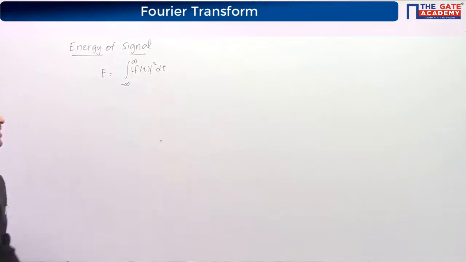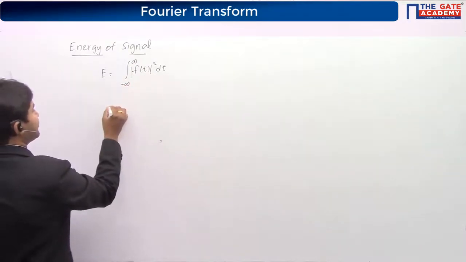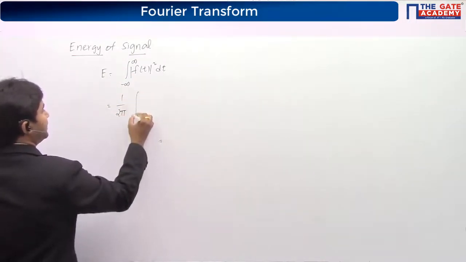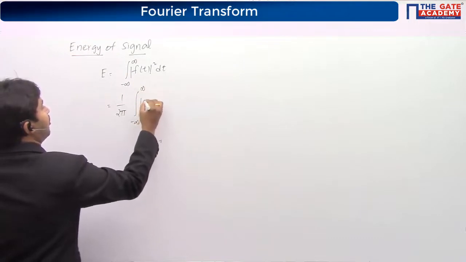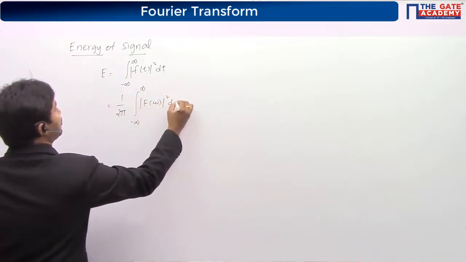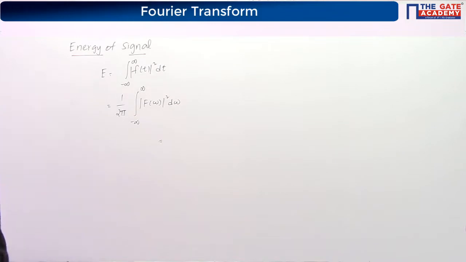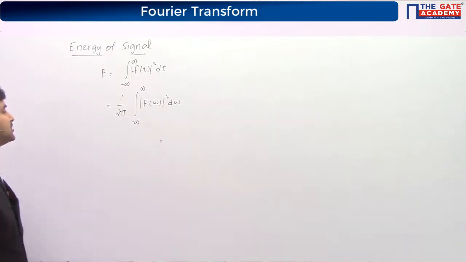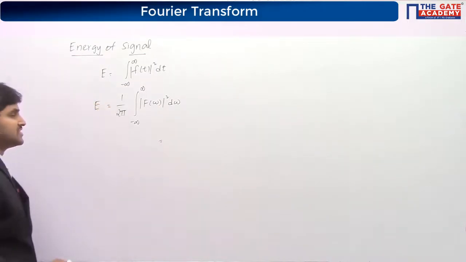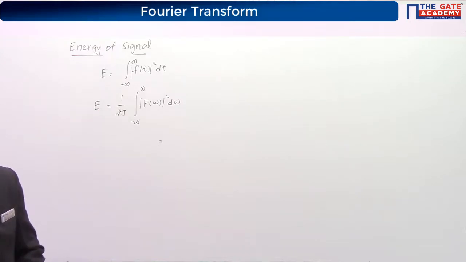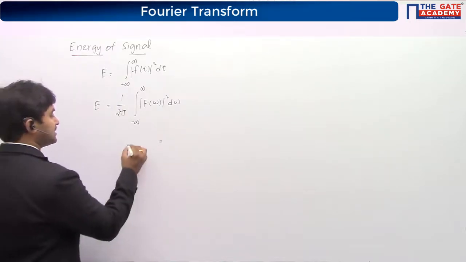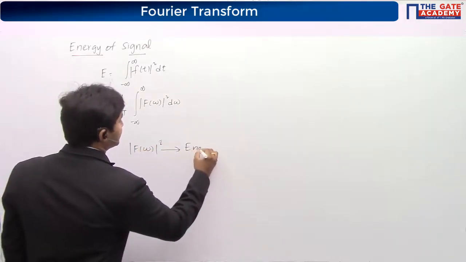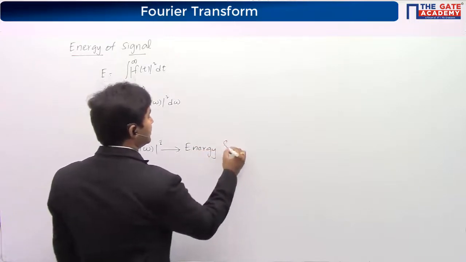Now if I use the frequency domain, it is given by 1 by 2 pi integral from minus infinity to infinity mod of F of omega whole square d omega. So this is nothing but the energy of the signal. We say that mod of F of omega whole square is what we call the energy spectral density. This is what we call the energy spectral density.